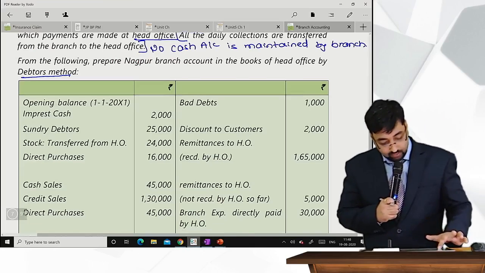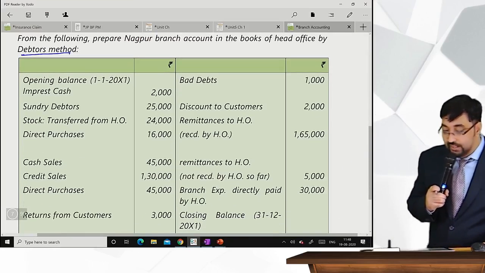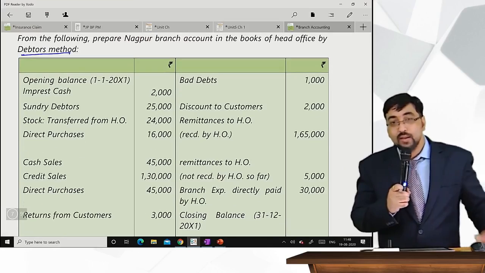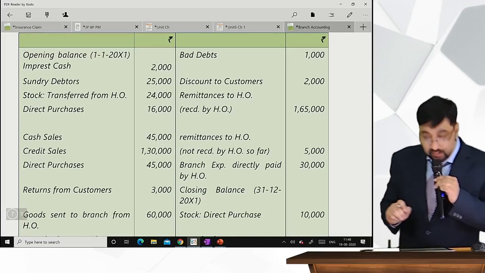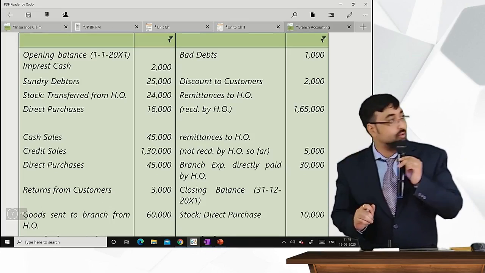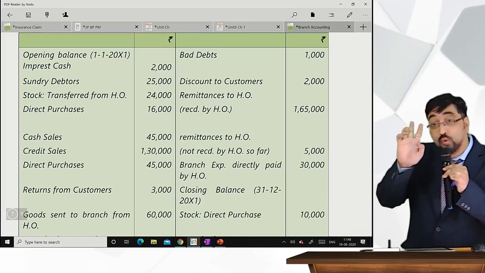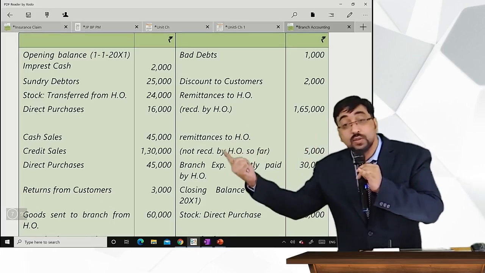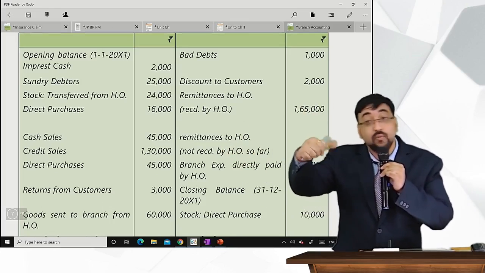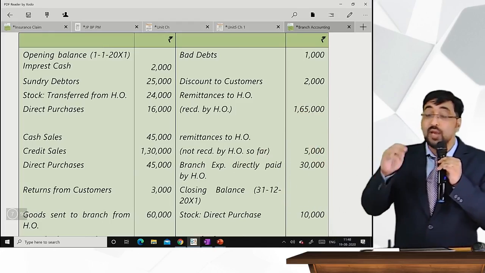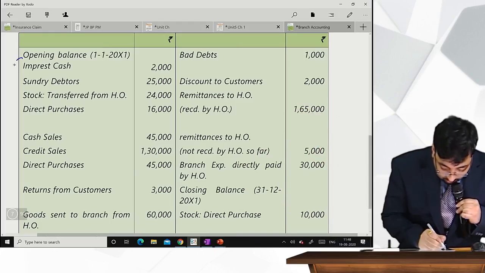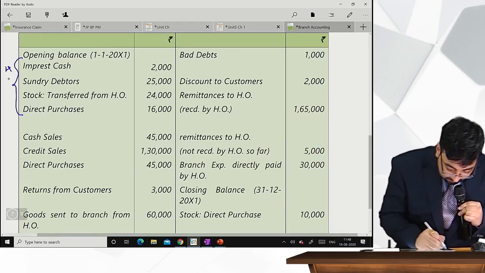Okay. So first step, opening balance. What is opening balance? Imprest cash is rupees 2000, sundry debtors 25,000, and stock. Now there are 2 types of stock. One which is goods sent to branch, and second one which is direct purchases made by branch. So here in this problem we have 4 opening balances.